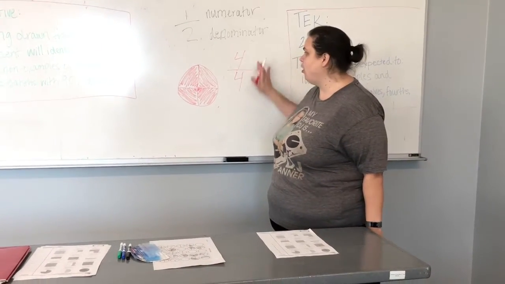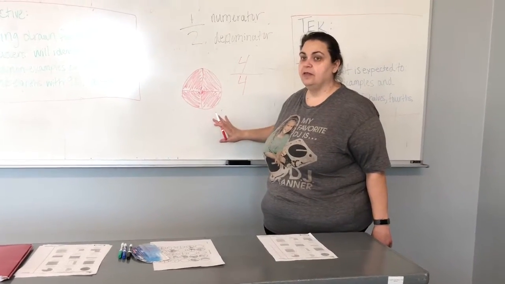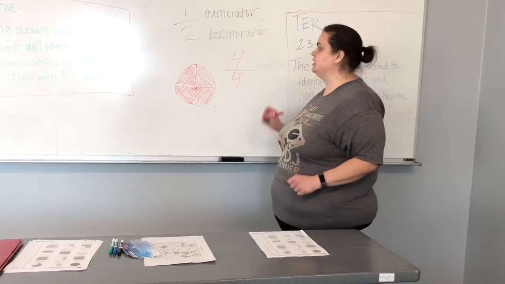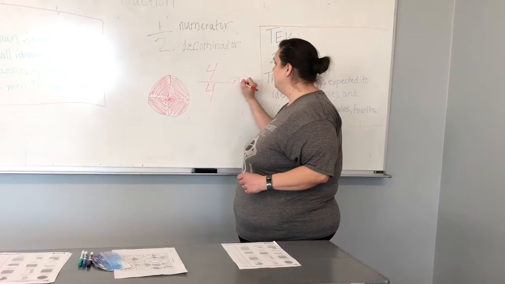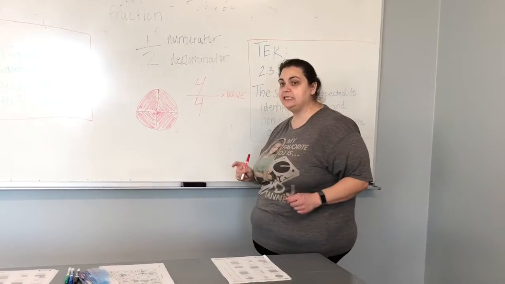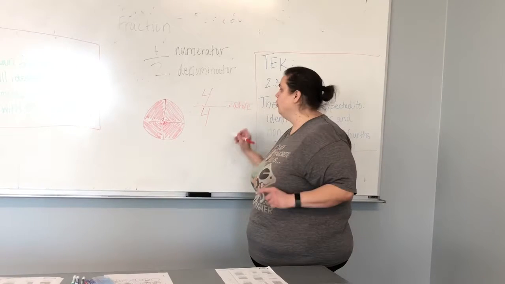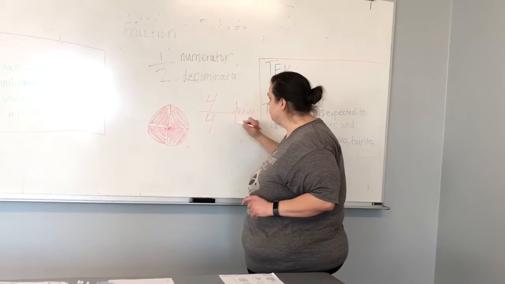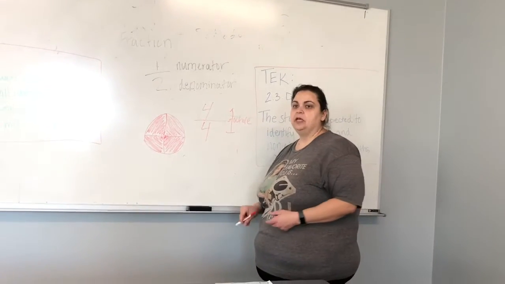Now, 4 pieces. I've eaten all 4 pieces. So have I eaten what? The whole entire pizza. So if I had 4 out of 4, have I had a whole? I had a whole pizza. How many pizzas? 1. So that equals 1 whole pizza.